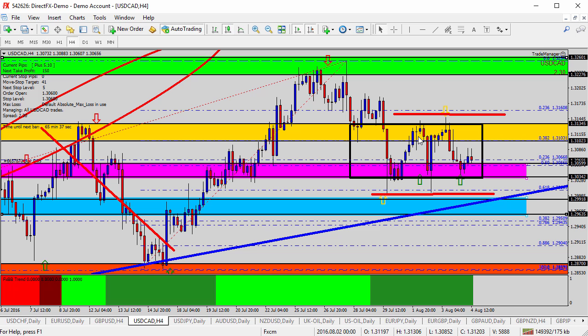If it takes it out, I still think that buying this pink shaded area is the main focus for the day today. We've got to keep in mind, though, that tomorrow we have news out of Canada and the U.S. that could significantly impact this particular currency pair.